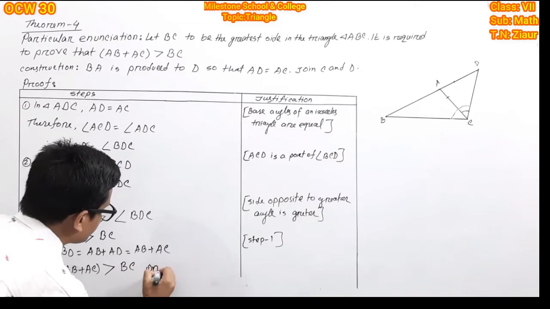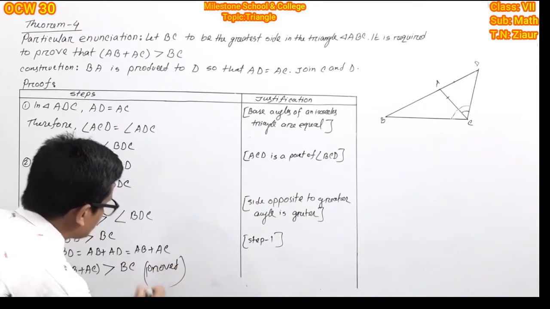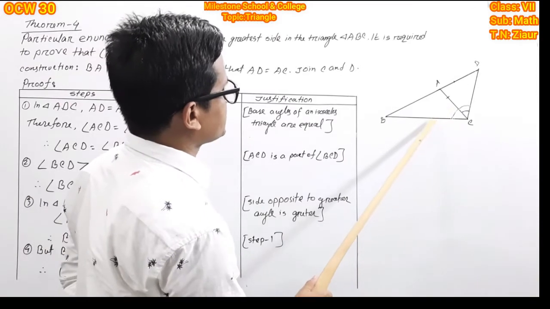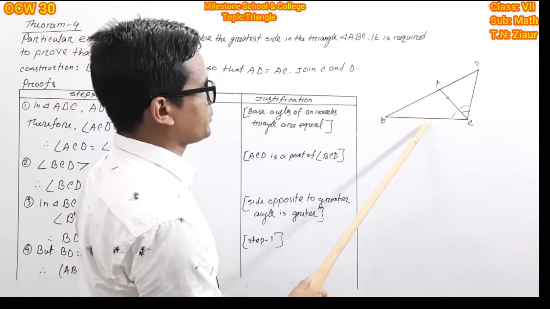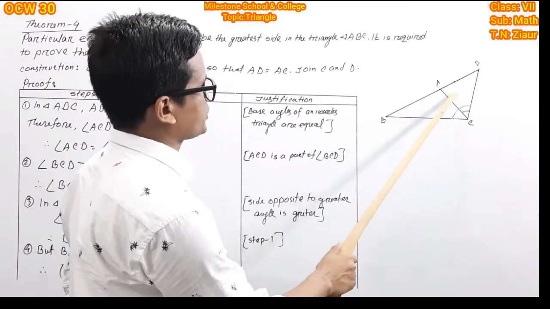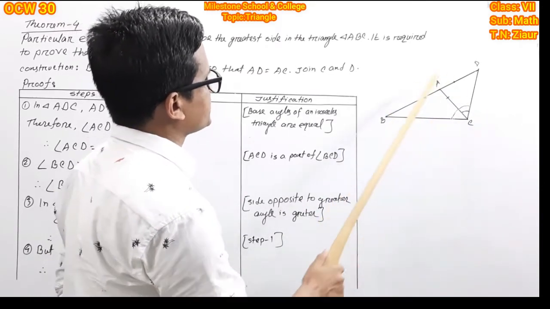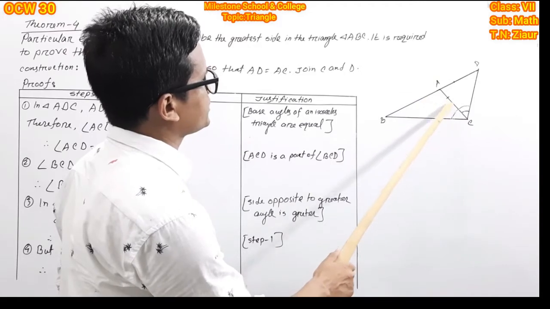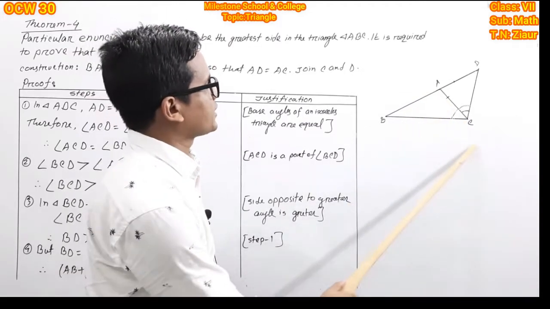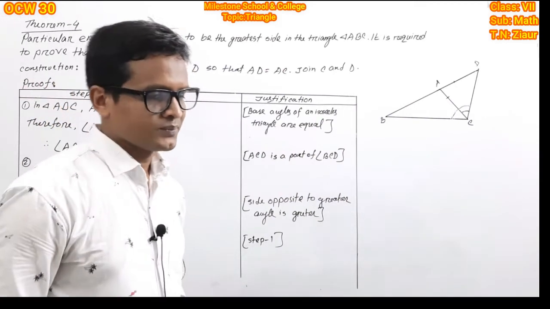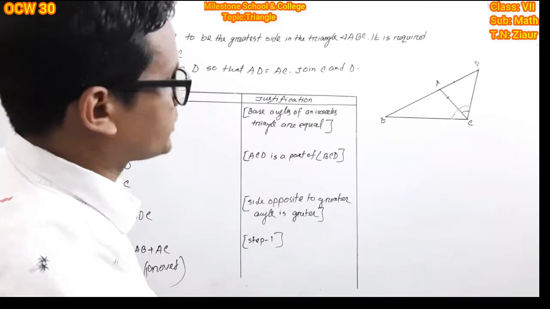This is the proof. Students, have you understood? In triangle BCD, when you add these two sides AB and AC, the sum is greater than the third side, BC. That is what we had to prove. Okay, students, have you understood now? I hope you understood. Now we have to solve CQ number 10.